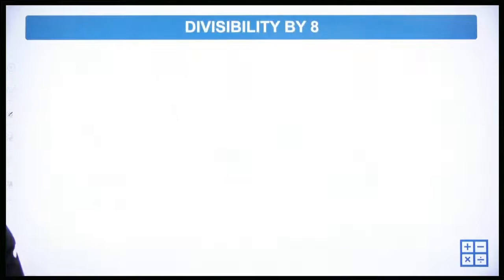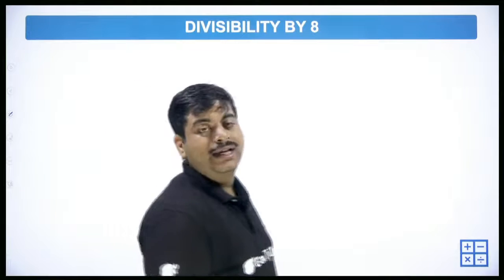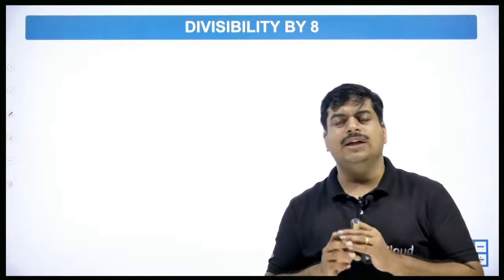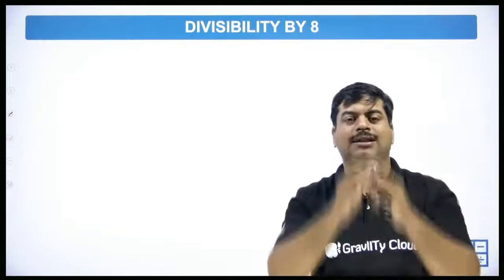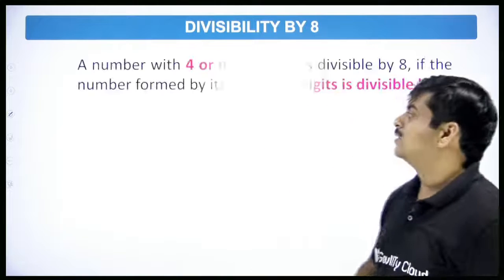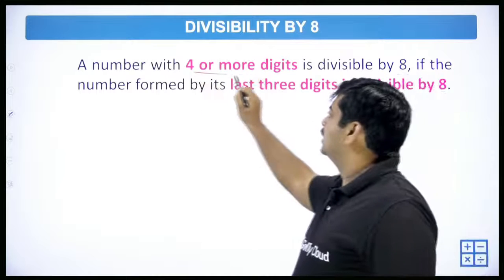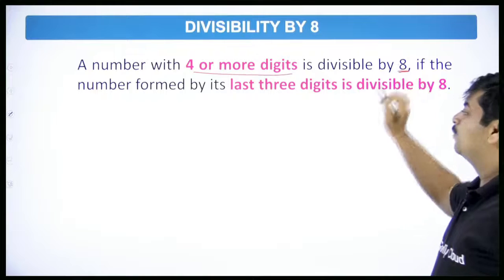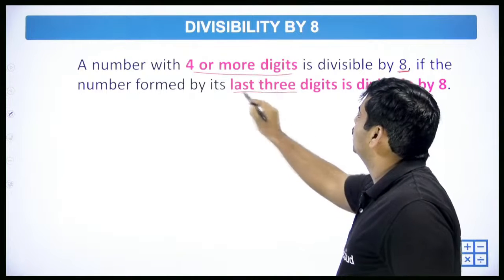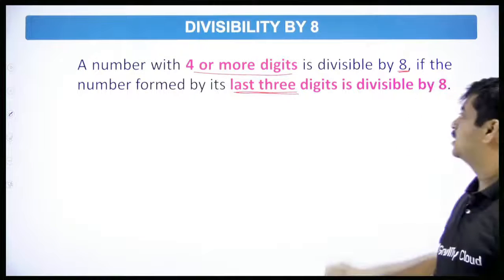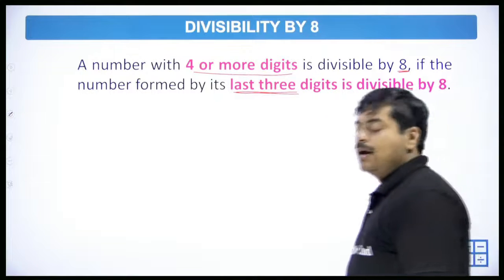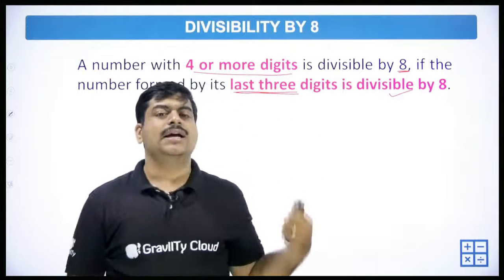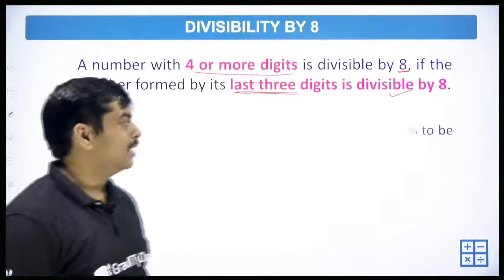Okay, the next one we're going to discuss is divisibility by 8. Again, it is a very important concept because it's not that easy. It is very easy if the number has more than 4 digits. What is the logic behind this one? A number with 4 or more digits is divisible by 8 if the number formed by its last 3 digits is divisible by 8. For 4, we went for the last 2 digits. Here we are going for the last 3 digits. So let's try to understand more about that.